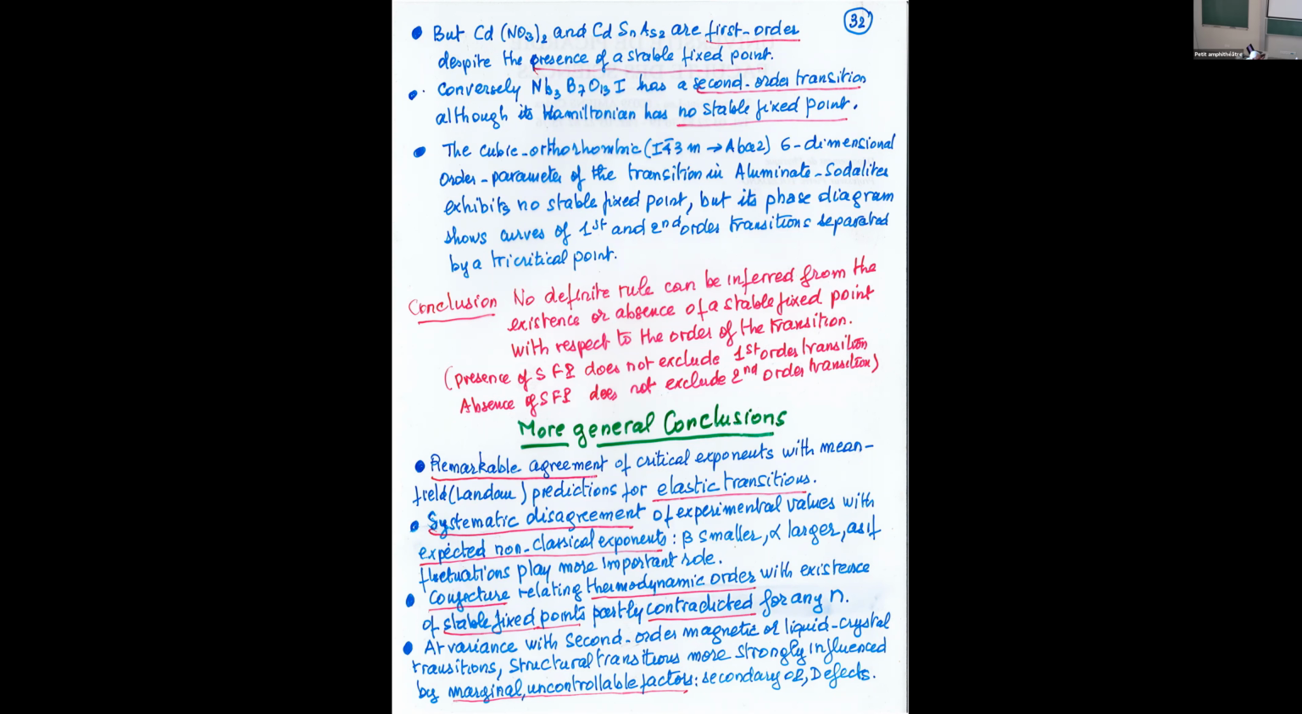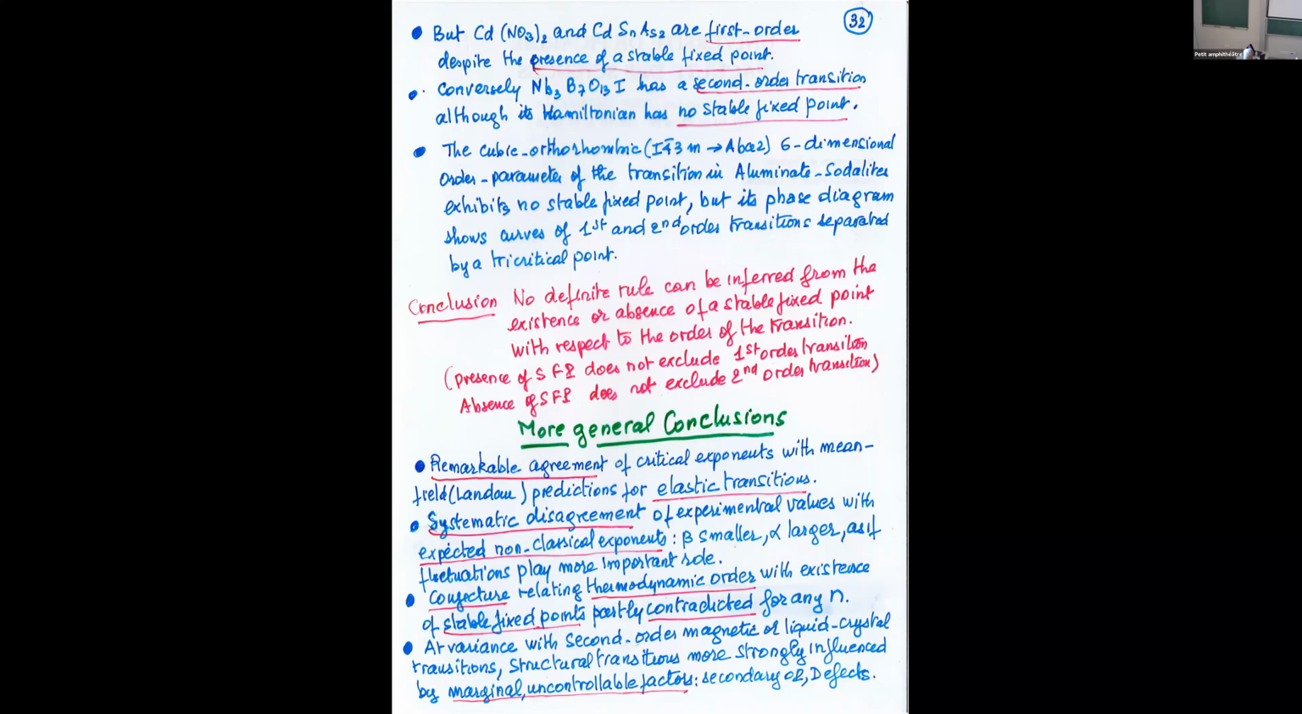So here, what can we say? Let's conclude this part first. No definite rule can be inferred from the existence or absence of a stable fixed point. It works in most cases, but not always. And you have some strong counterexamples.